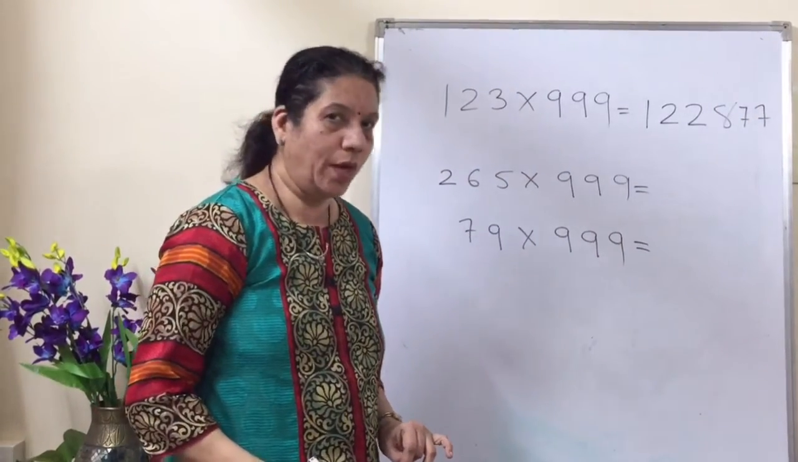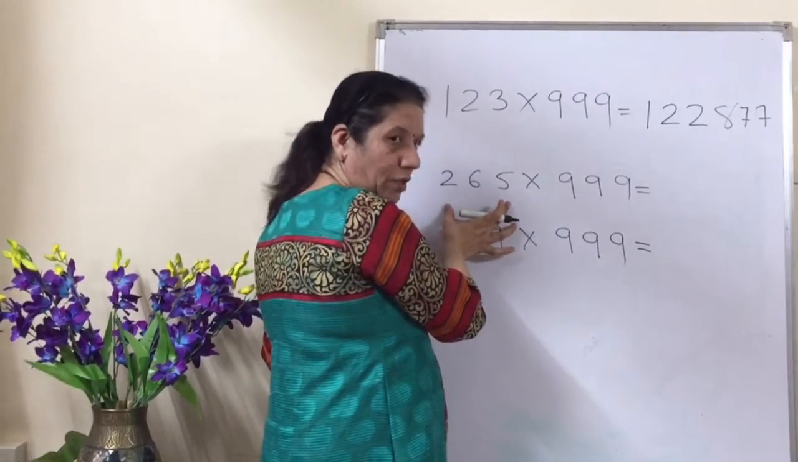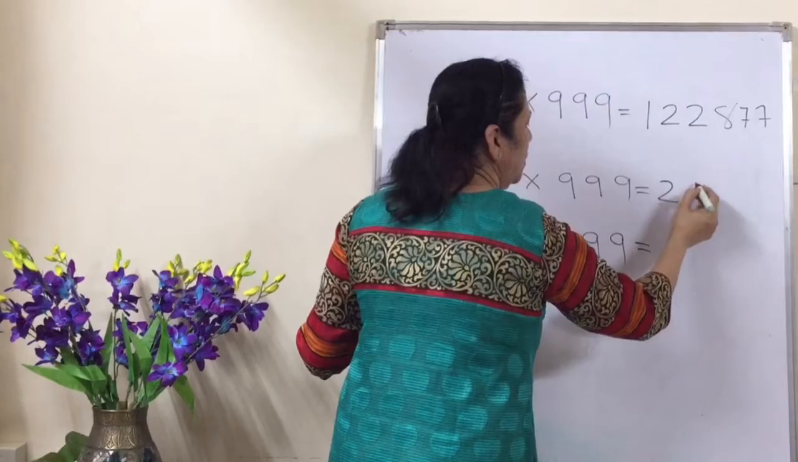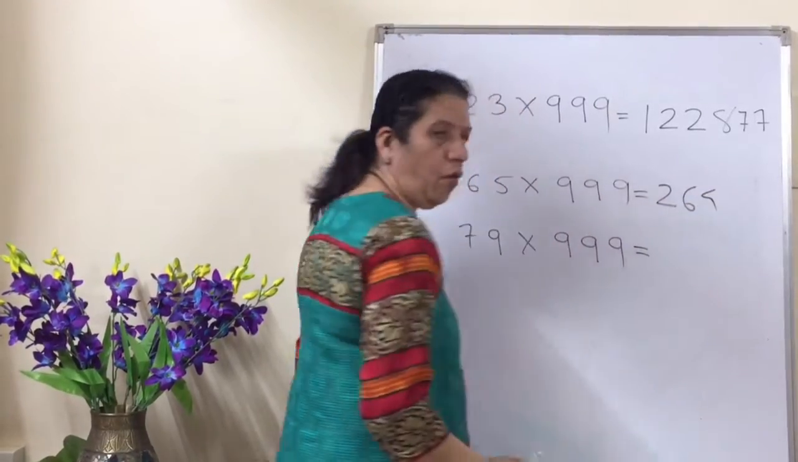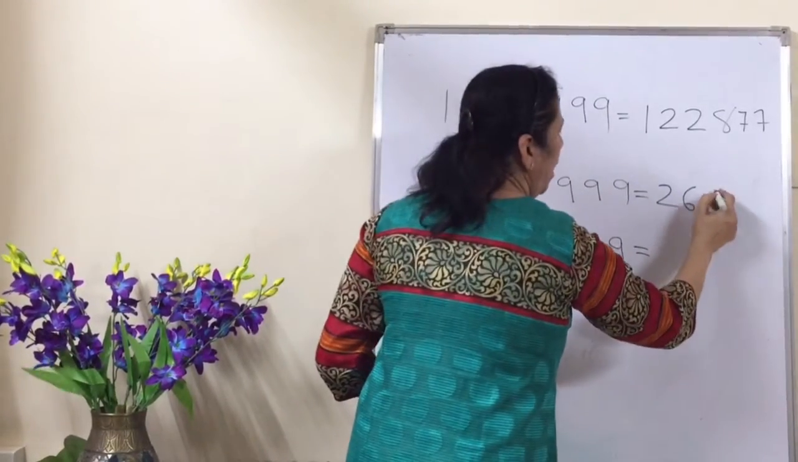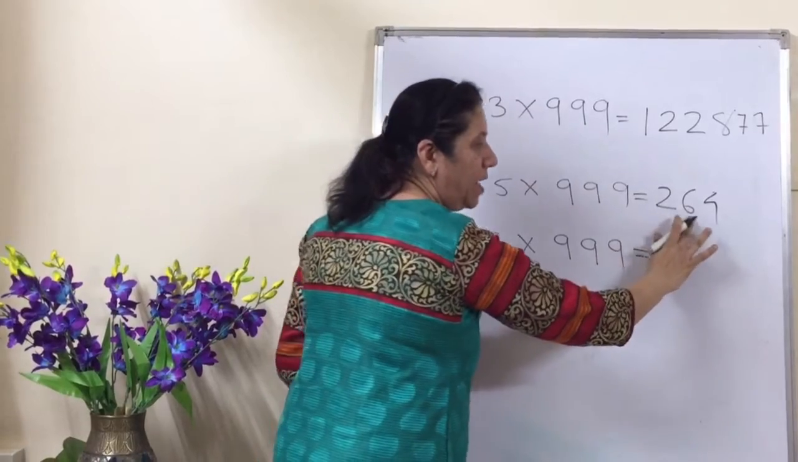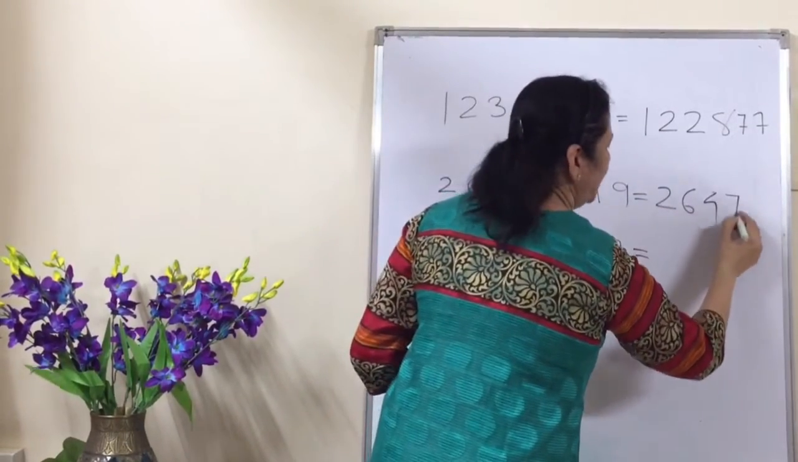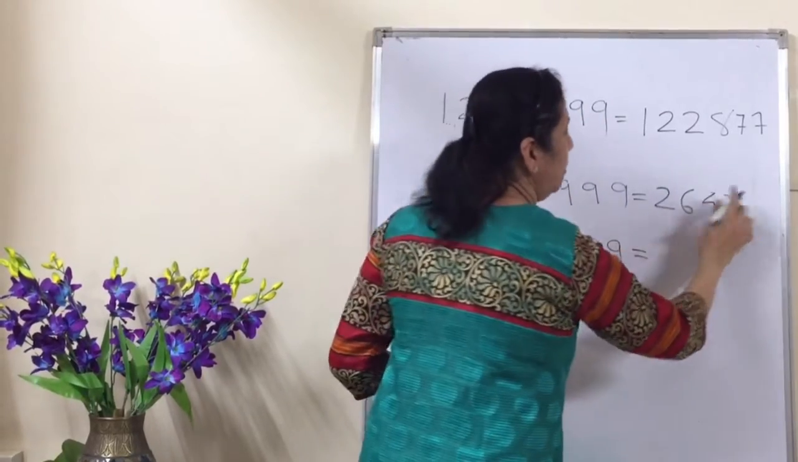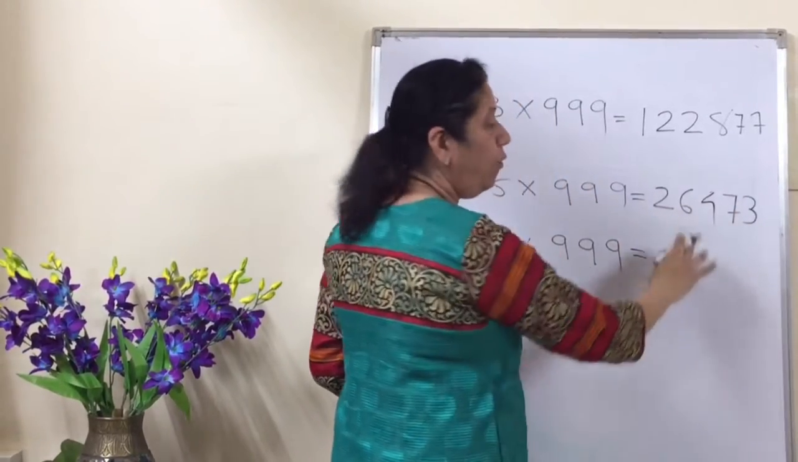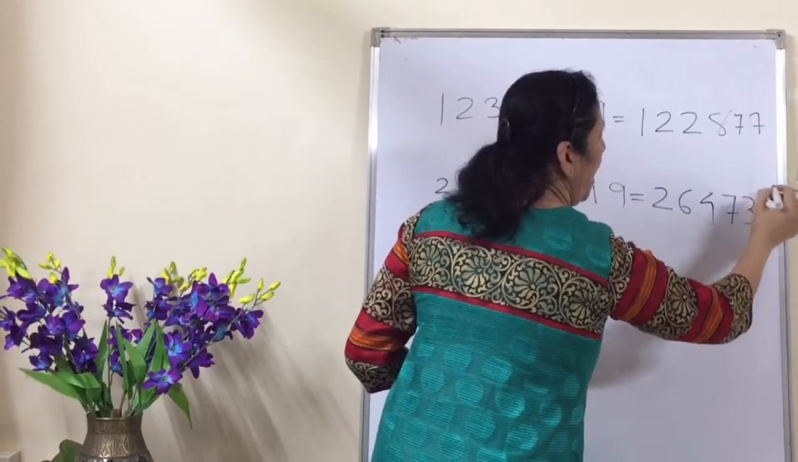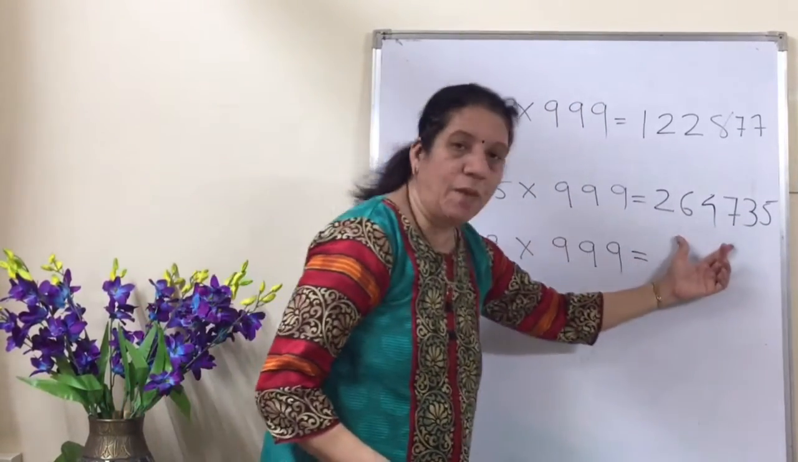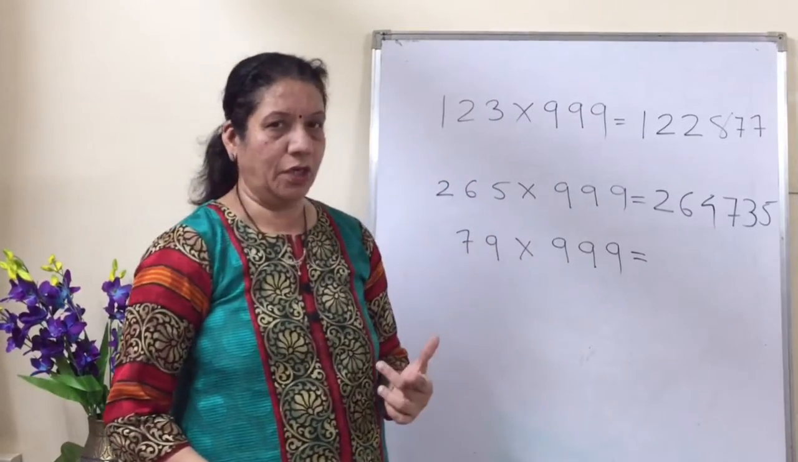and you get the final answer. Now again this example, 265. We reduce by 1, so it is 264. Now we add certain numbers to get 9. To 2 we add 7, to 6 we add 3, and to 4 we add 5, and we get the final answer. So such large numbers you can find out immediately.